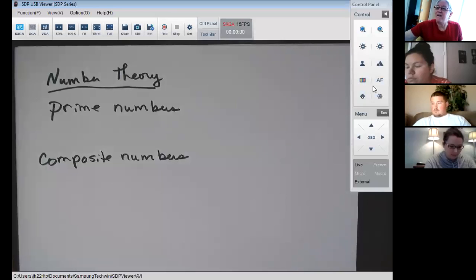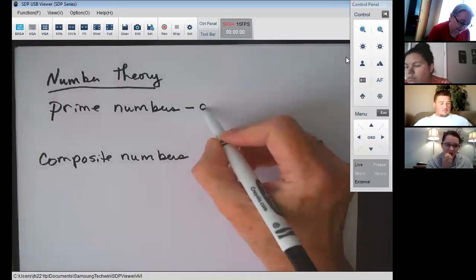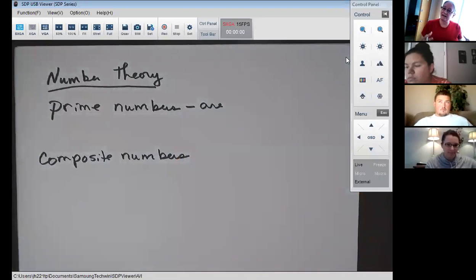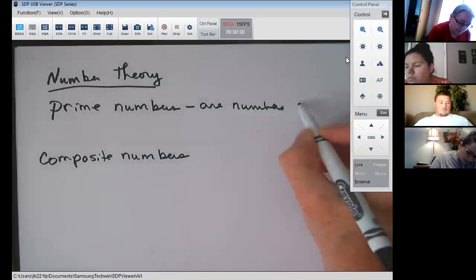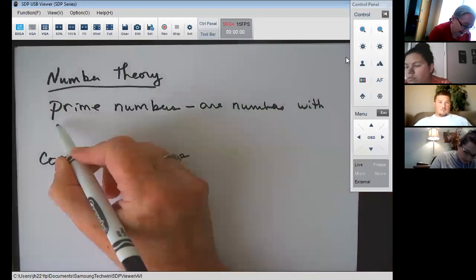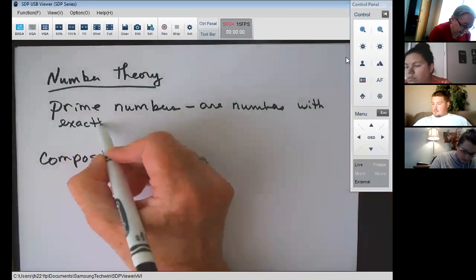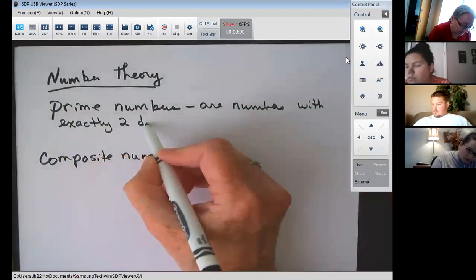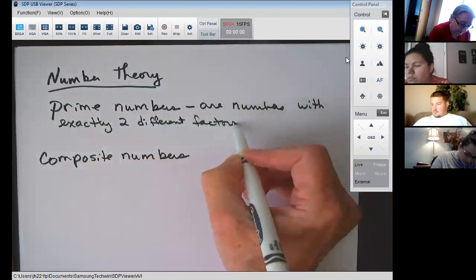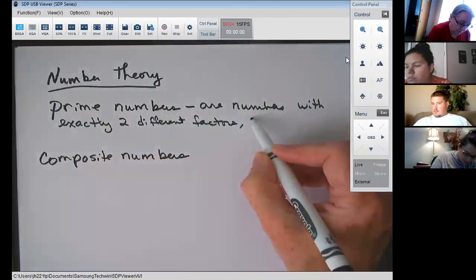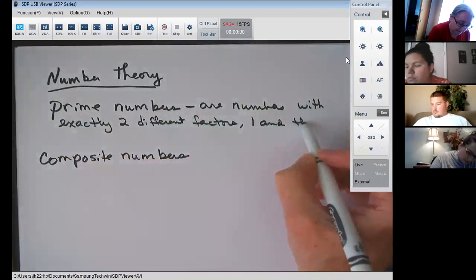Numbers that can only be multiplied by one and themselves. Okay, yeah, basically. I'm going to rephrase what you said in a way that I think is a little more exact. Prime numbers are numbers with exactly two different factors: one and the number itself.